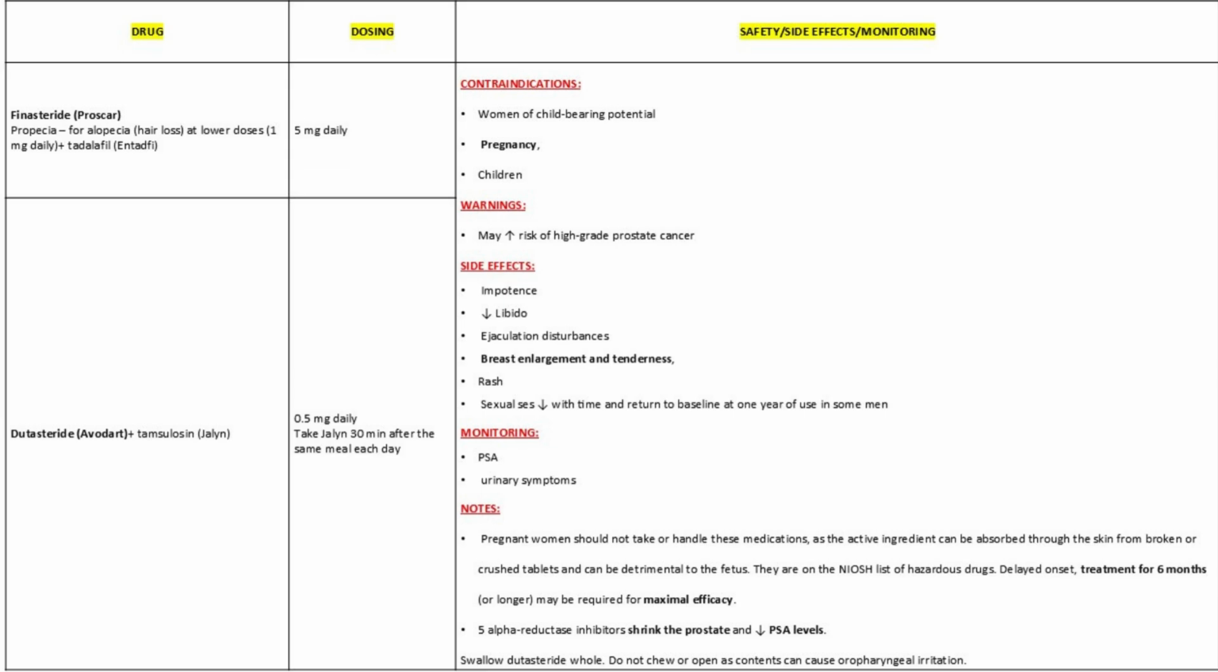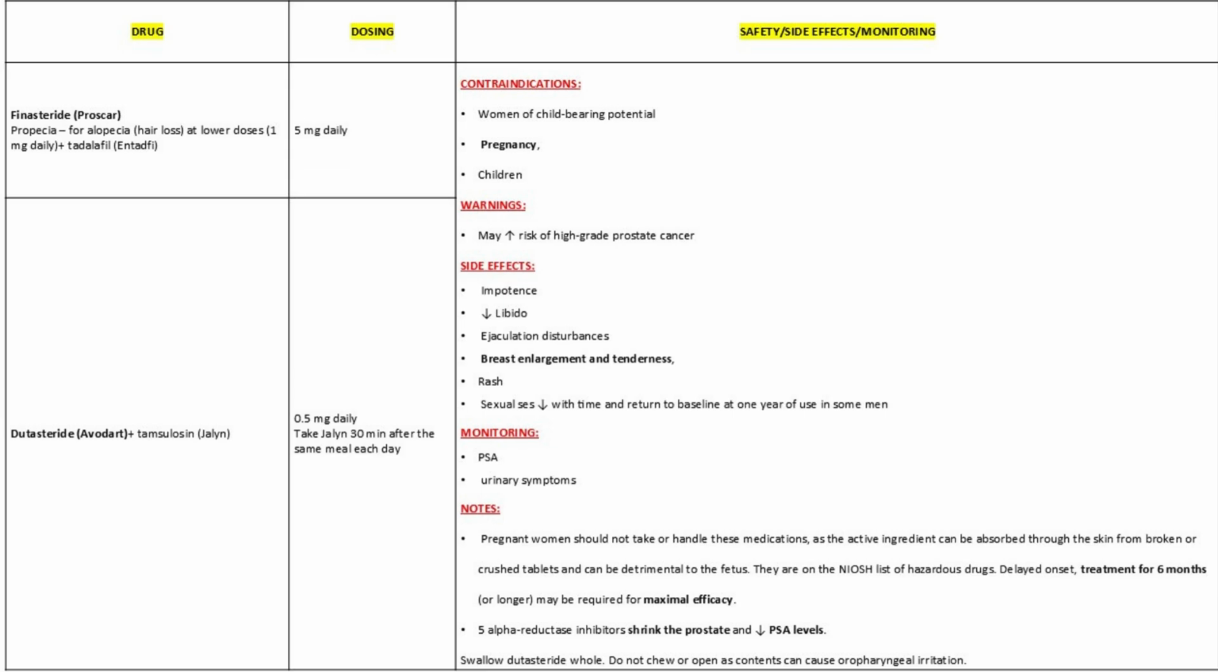Now let's see safety, side effects, and monitoring. Now let's talk about safety. These meds are contraindicated in pregnant women, women of childbearing age, and children. The warnings of these drugs include that they may increase the risk of high-grade prostate cancer, so regular monitoring is key. Side effects include impotence, decreased libido, ejaculation disturbances, breast tenderness or enlargement, rashes, and overall sexual side effects, which may improve after 1 year of use. Coming to the monitoring parameters, patients should be monitored using PSA levels and urinary symptoms assessment.